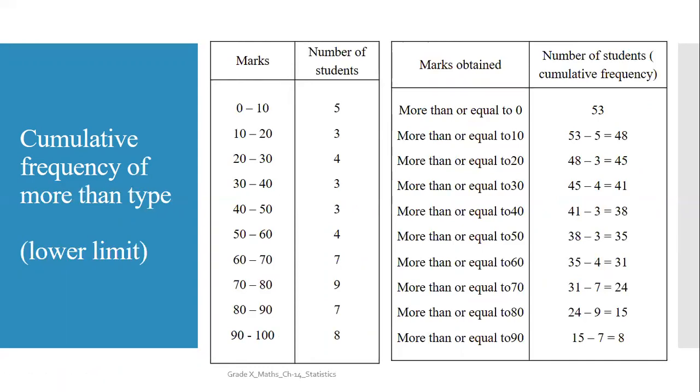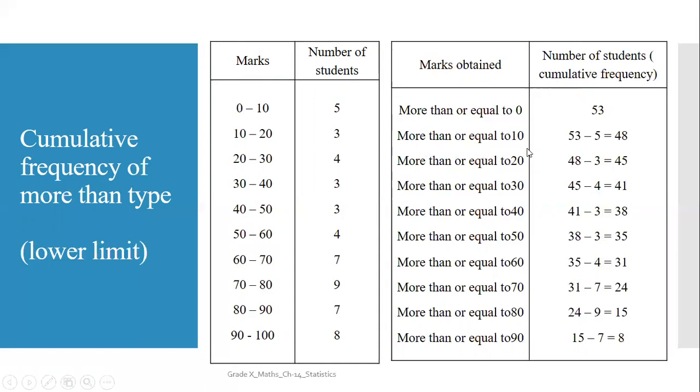Now, the second type, cumulative frequency of more than type. In this, we are going to consider the lower limit. So, marks and number of students are given to us. From that, we will write more than or equal to the lower limit. More than or equal to 0 would be everything. 0 to 10, 10 to 20, everything is more than 0, isn't it? So complete. So the total will come in the first entry itself in the more than or equal to column. In the cumulative frequency of more than type, the first entry itself would be the total frequency.